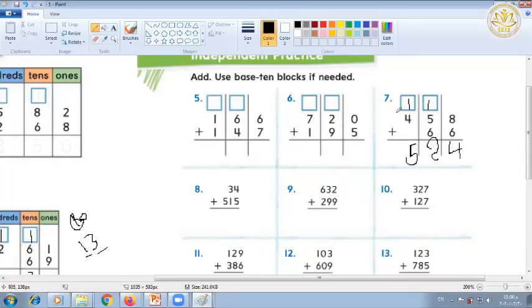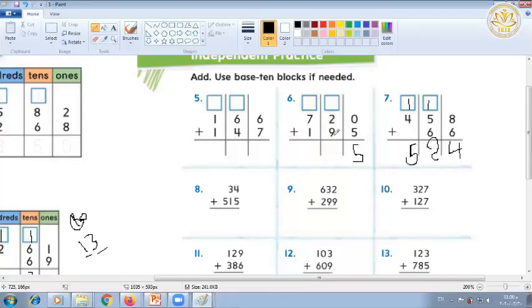Now let's go. We started with number 7. Go back again to number 6. Now 0 plus 5 will equal 5. Do I have to regroup in here? No, it's just 0 plus 5 equal 5. I don't have new tens or something. I don't have to regroup.